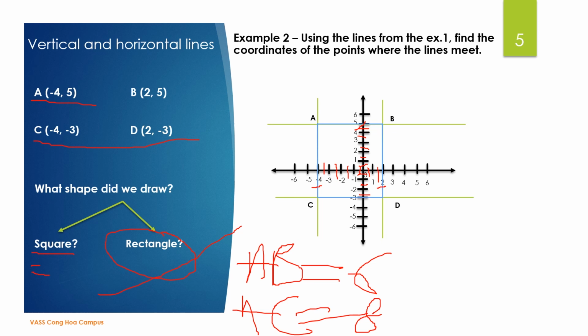Okay guys, so this was our last exercise for today. We are going to give you some homework and you are going to be asked to do the same, plotting some coordinates, some points, and then connecting the points and drawing a specific shape.